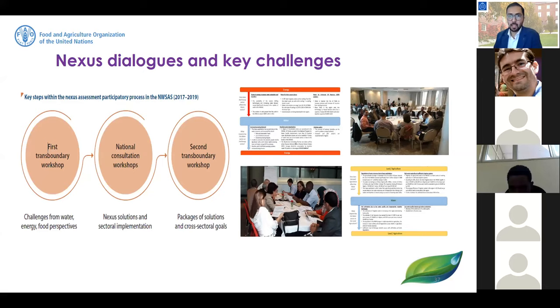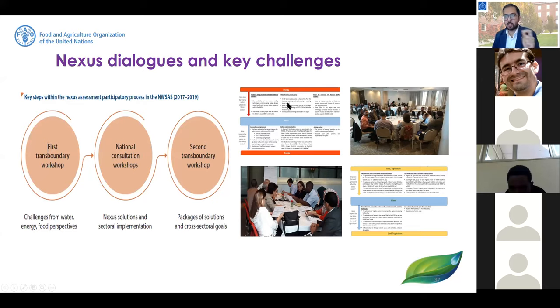Then the feedback gathered from these national consultations helped improve the analysis from different angles and prepare the team for the second and last transboundary workshop, where we focused on the packages of solutions and the cross-sectoral goals. In these pictures, we did a slightly different technique of mapping the challenges.